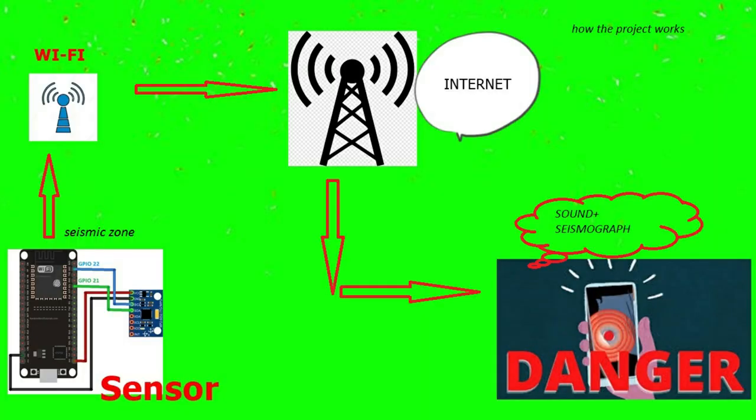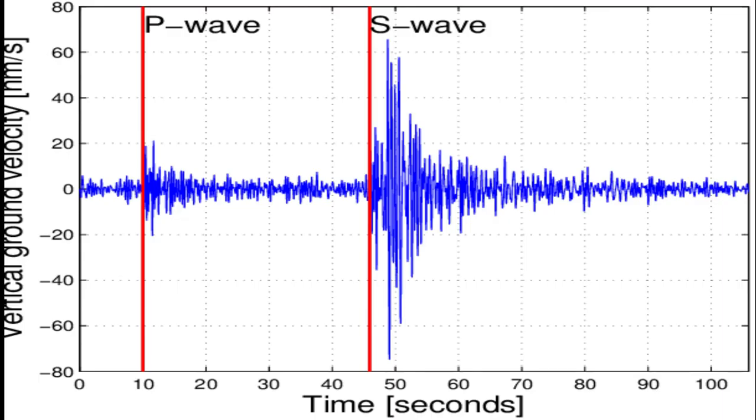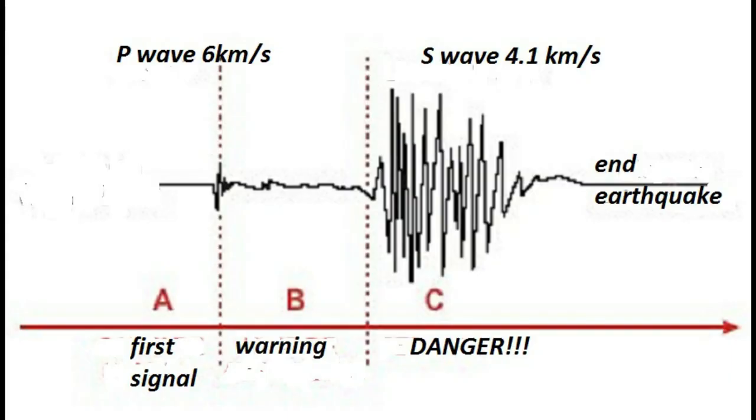What is the advantage of this type of communication? The difference in the propagation speed of the two characteristic waves of an earthquake, the P wave and the S wave. The P wave will always be felt before the S wave. The P wave feels like a sudden vertical movement and is harmless. The S wave, which produces horizontal motion and which produces destruction, is felt later.